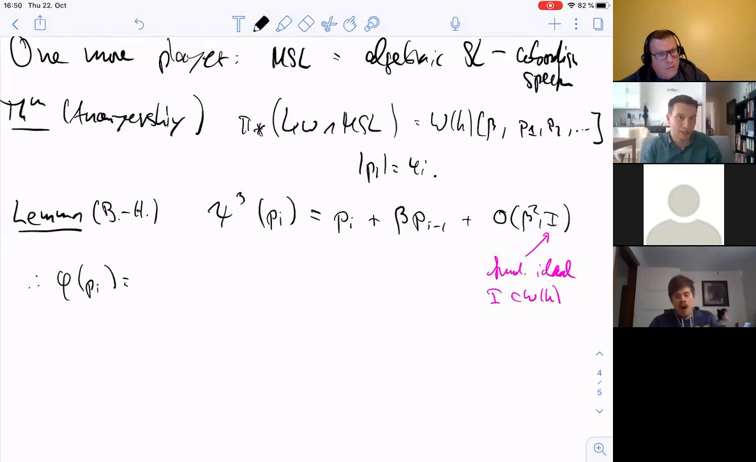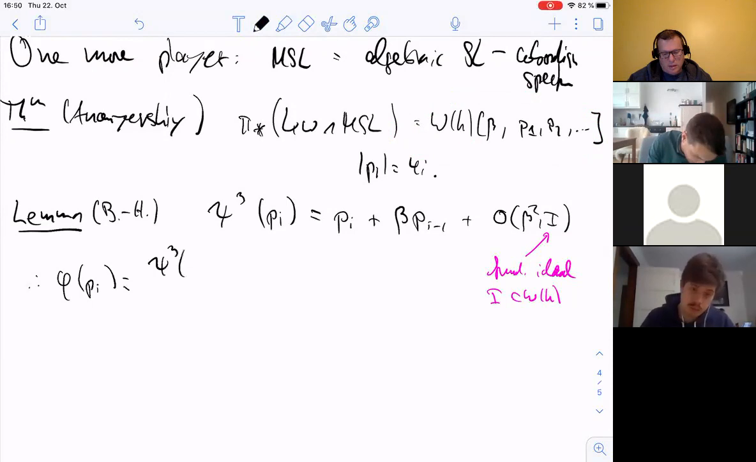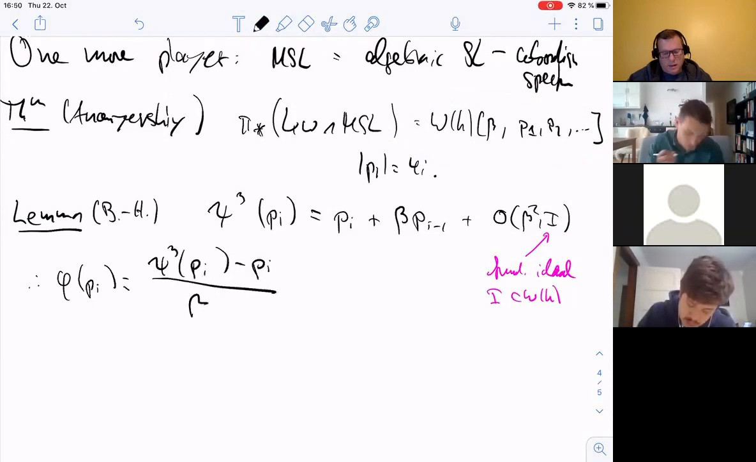of whatever minus whatever. But this ring here does not have any beta torsion, right? So there's a unique way of dividing by beta. It may not be possible, but there's only one way. So what I learned is that this is just going to be psi 3 of pi minus pi divided by beta. And I know that a priori the division must be possible.